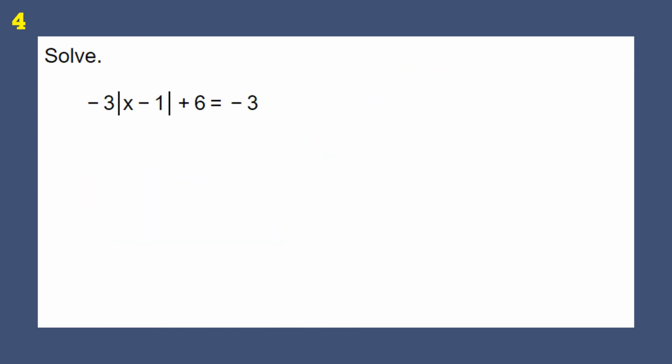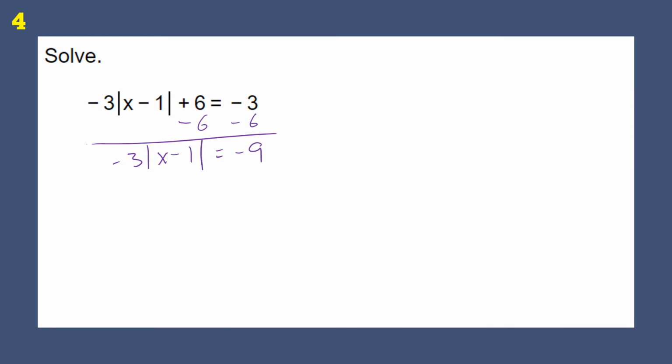So here's an absolute value equation. But before we split it into two equations, we have to get the absolute value by itself. So I'm going to start by subtracting 6. And that gives me -9 equals -3, absolute value x minus 1.